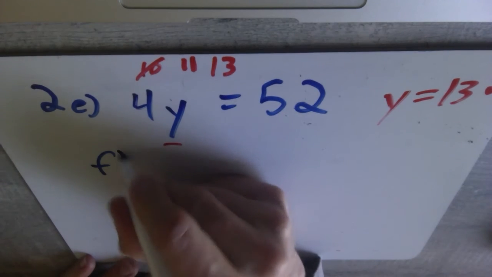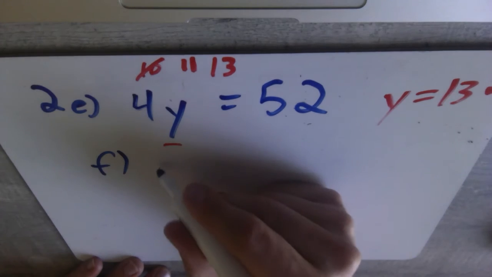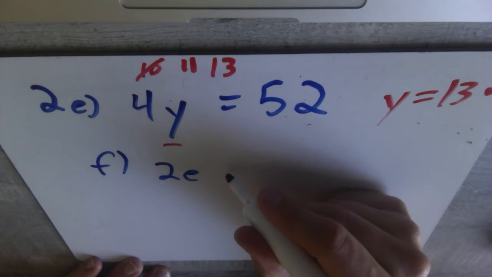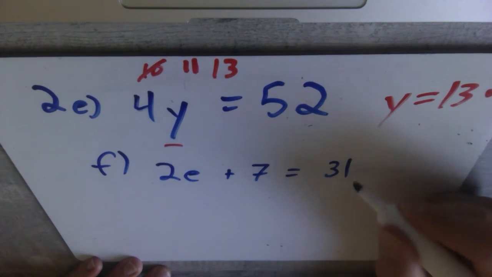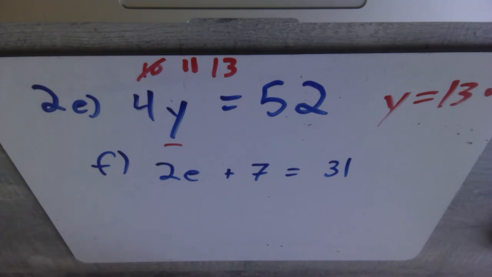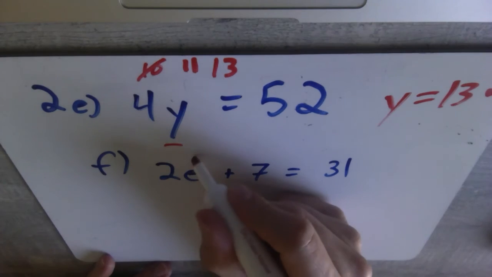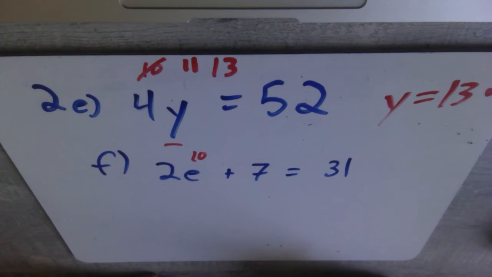Moving down, last one in number 2. F. We have 2e plus 7 equals 31. Looking at this, trying to find what our e equals now. Start with a number. I'm going to start with a 10. So 2 multiplied by 10 gives us 20, plus 7 would be 27.